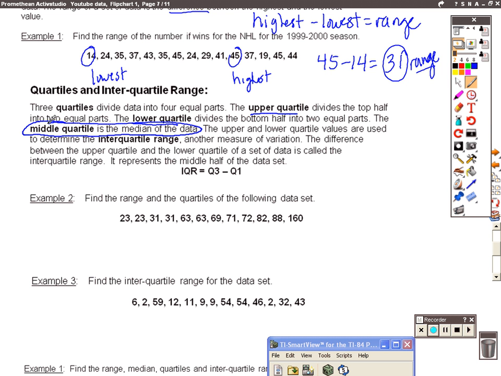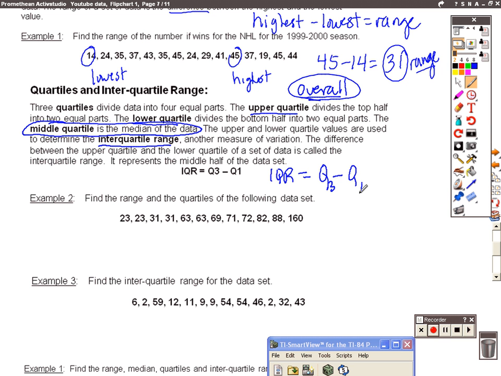The upper and lower quartile values are used to determine the interquartile range. The difference between the upper quartile and the lower quartile is called the interquartile range. So in example 1, this was the overall range of all the data. This is an interquartile range, and we often denote it with IQR, and it's quartile number 3 minus quartile number 1, versus the overall range, which is the highest minus the lowest.